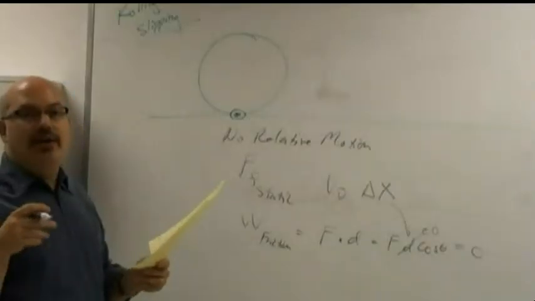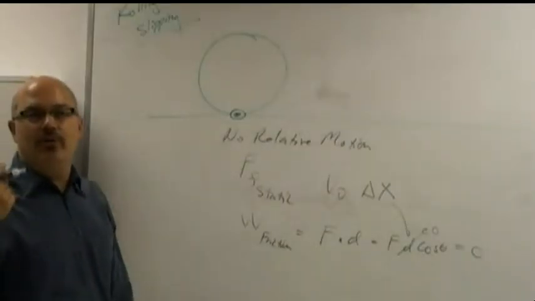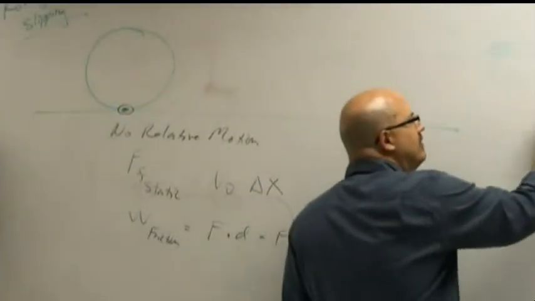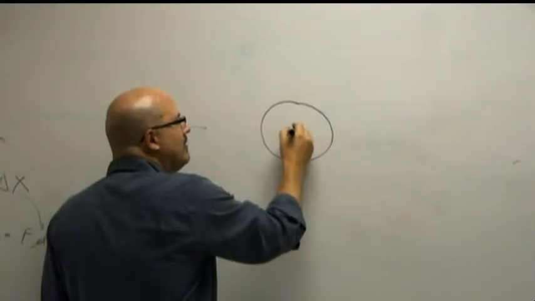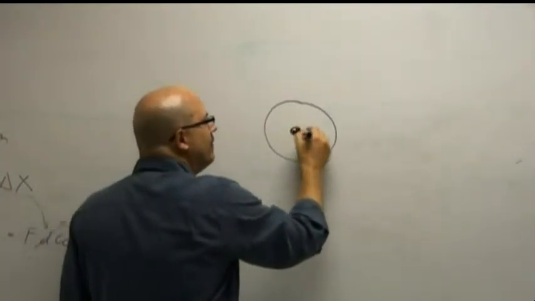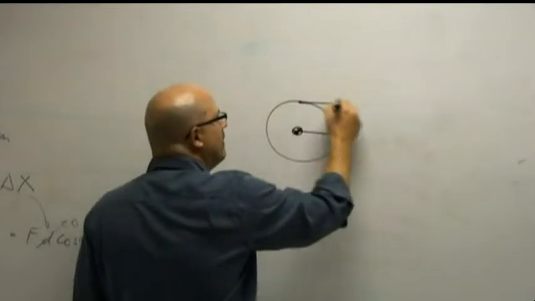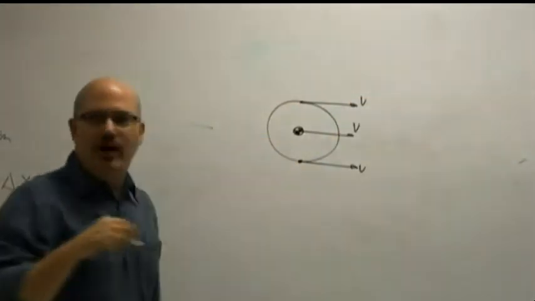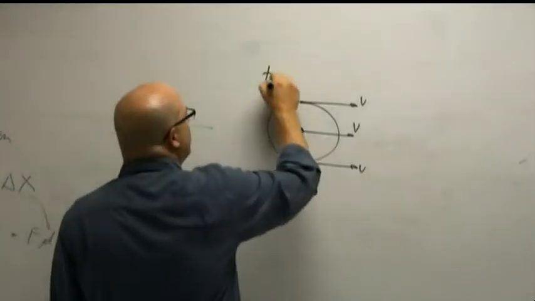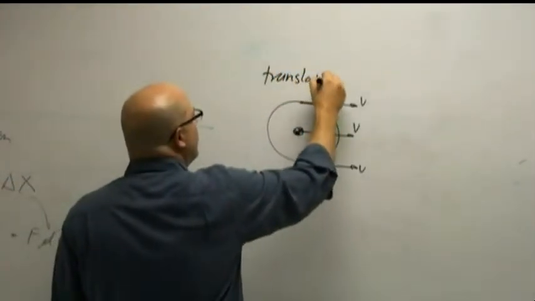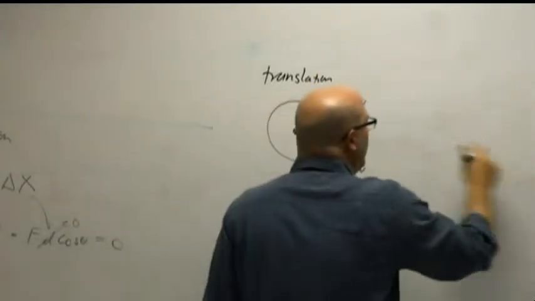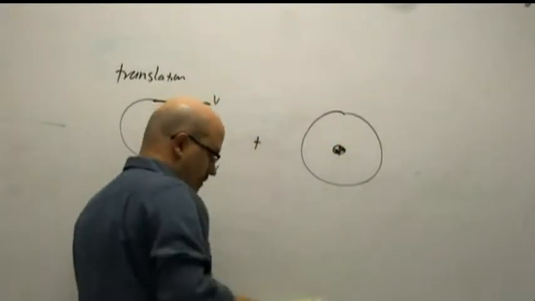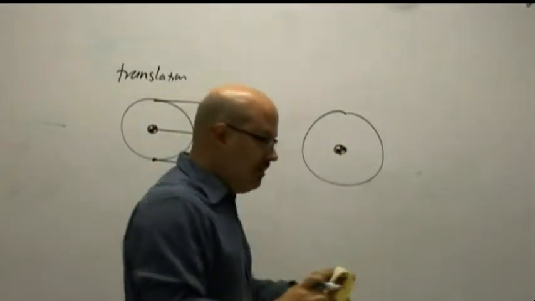Now, let's take a look at what rotational motion looks like when you're rolling without slipping. Rolling without slipping really is the combination of two motions. This motion, where the object translates at V. Every point on the object translates at the same speed. Translation. Plus this motion, which is rotation.